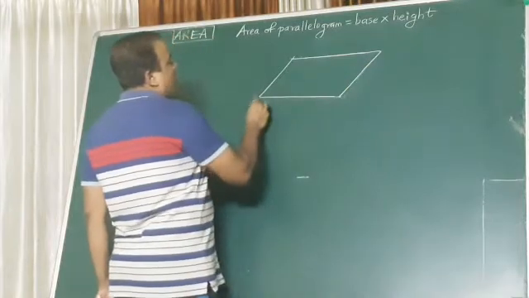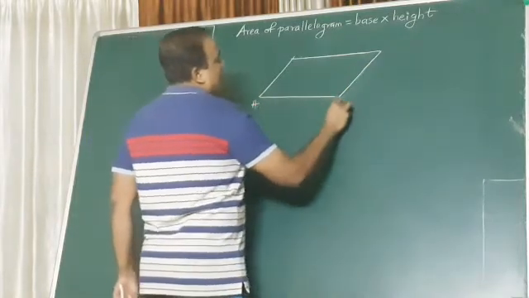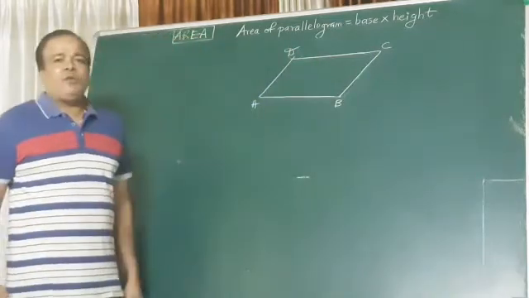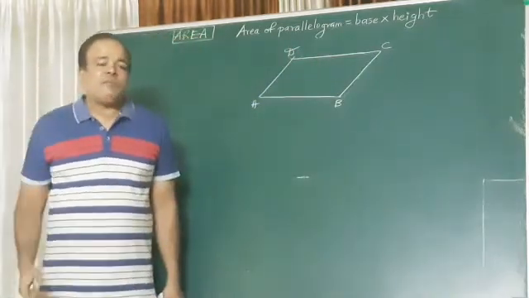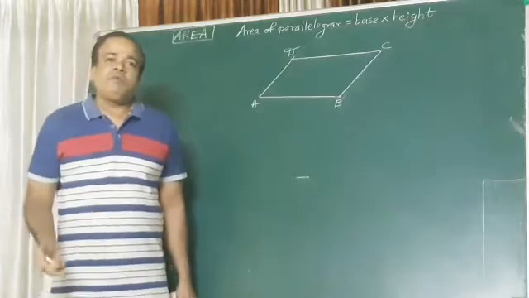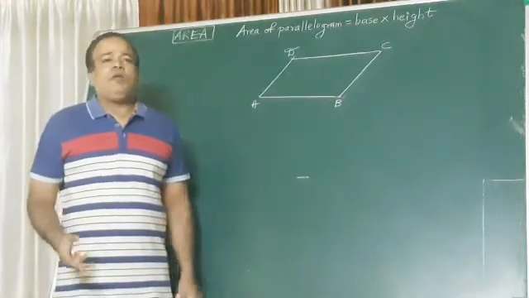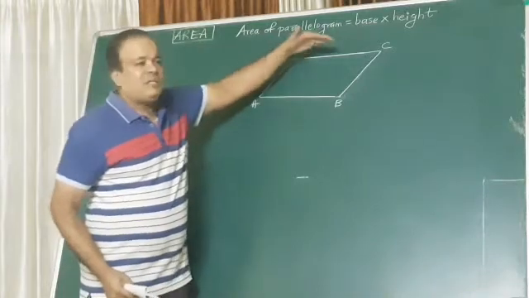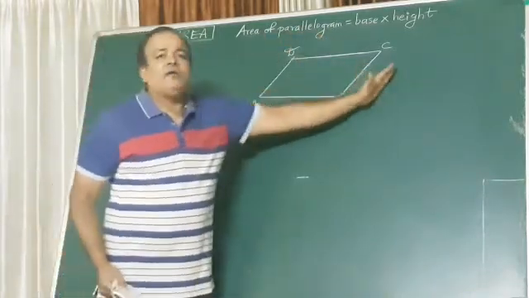So here is a parallelogram. Let's say I call it ABCD, as we generally do. So what's a parallelogram? The word parallelogram means parallel, but the opposite sides are parallel. That means AB will be parallel to DC and AD will be parallel to BC.